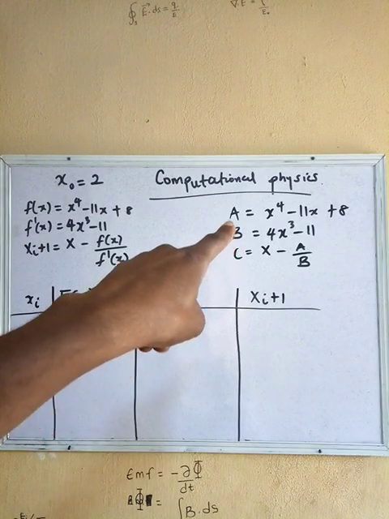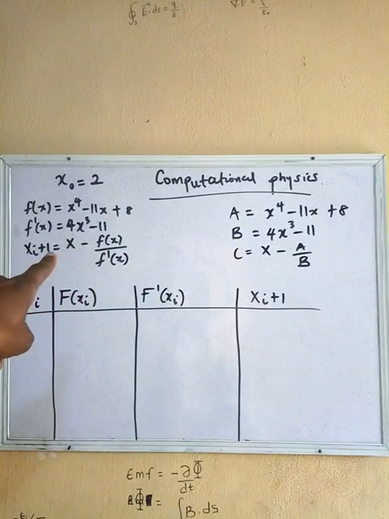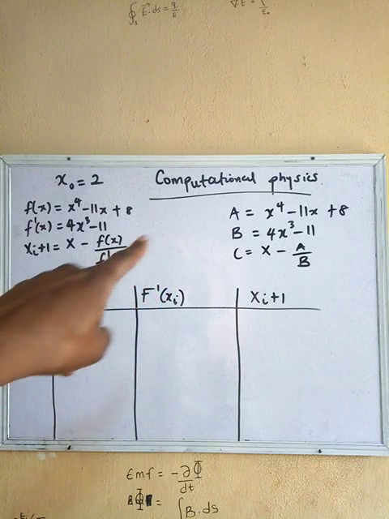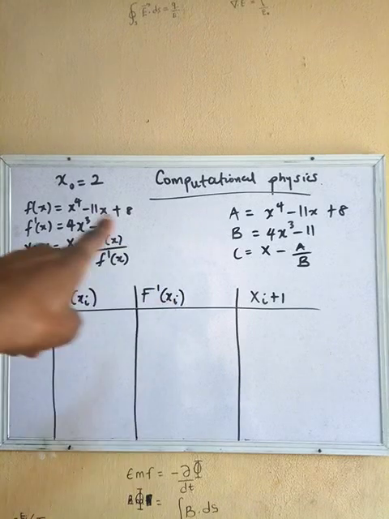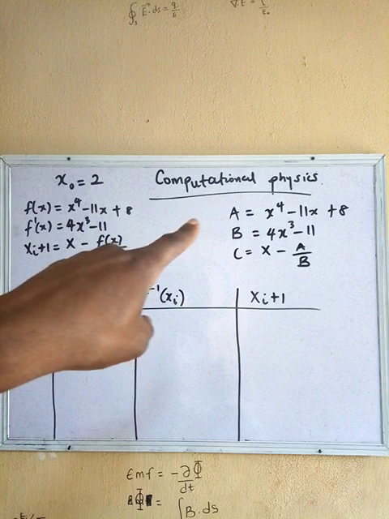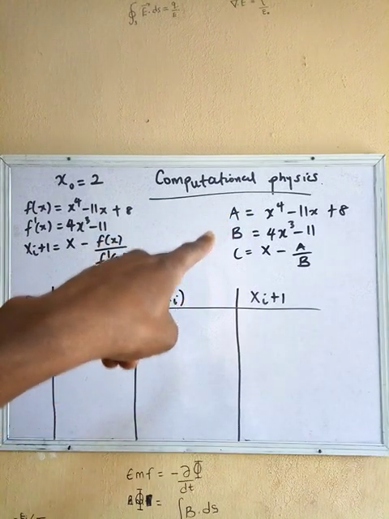So you see that this function ABC, when you compare it to the Newton-Raphson algorithm, you will discover that my C becomes my x_(i+1), my B becomes my f prime of x, and my A becomes my f of x. So it's going to be very easy for me to compute this in the Casio calculator.